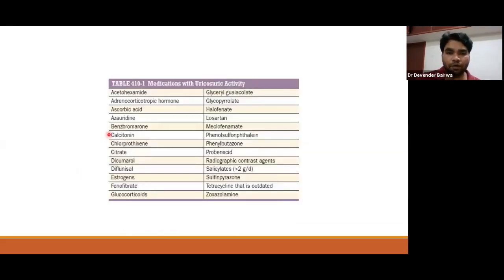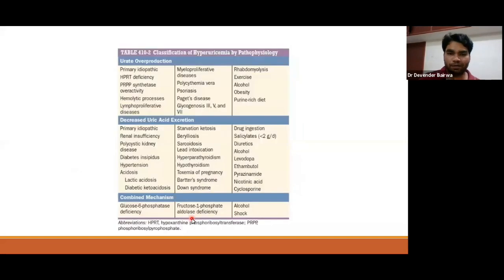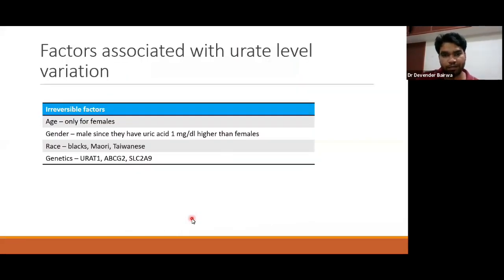Then this table is showing, from Harrison, multiple drugs which have uricosuric activity. It means they're good in gout, they're good in hyperuricemia. If you provide those drugs, maybe they will help reduce your blood levels of uric acid. But these tables are exhaustive and you cannot remember all of them. So we have kept some important points that you should understand.